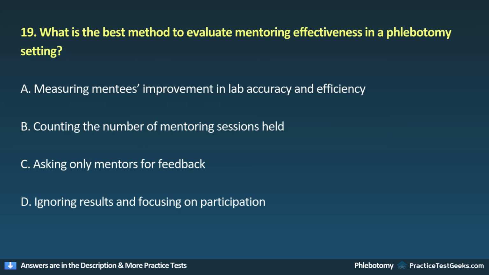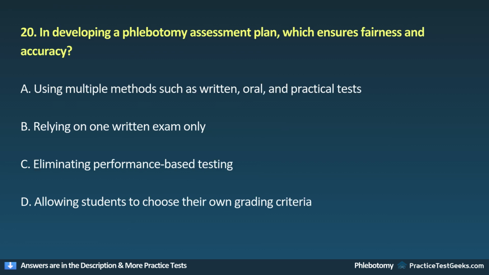19. What is the best method to evaluate mentoring effectiveness in a phlebotomy setting? A. Measuring mentees' improvement in lab accuracy and efficiency. B. Counting the number of mentoring sessions held. C. Asking only mentors for feedback. D. Ignoring results and focusing on participation.